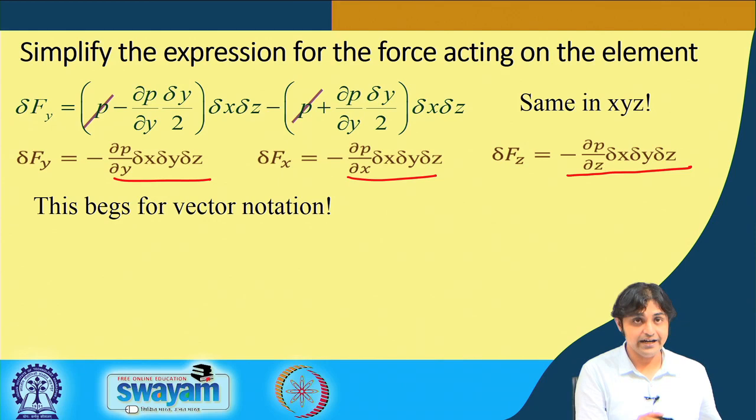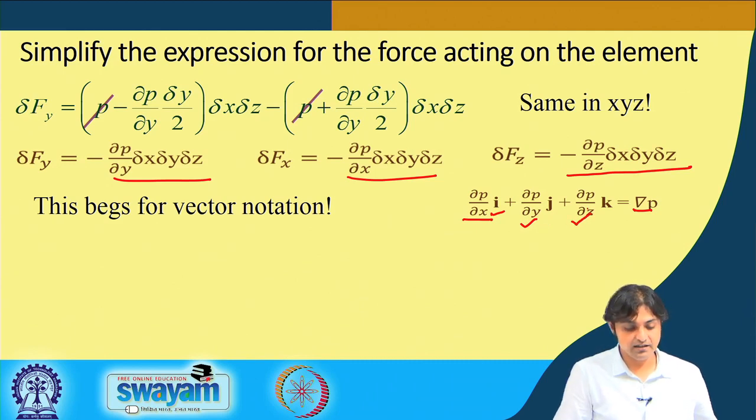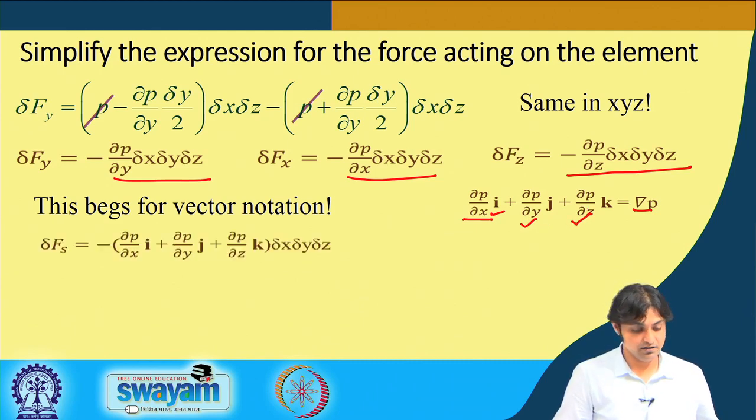Now we can write these forces in vectors, right? So if you see, the pressure gradient can be written as delta P by delta X in I direction, delta P by delta Y in J direction, and delta P by delta Z in K direction.